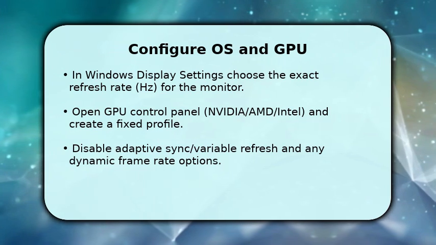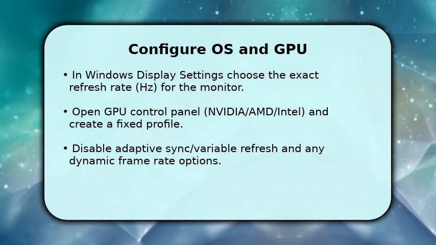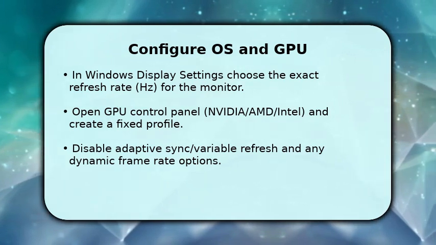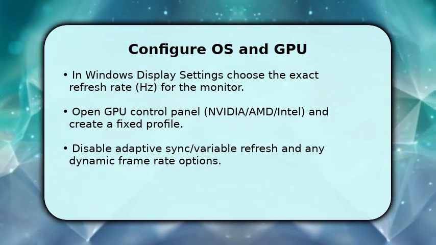Make sure adaptive sync, G-Sync, FreeSync, or any dynamic frame rate features are turned off in both OS and GPU panels. Otherwise, the system will switch rates to match content.